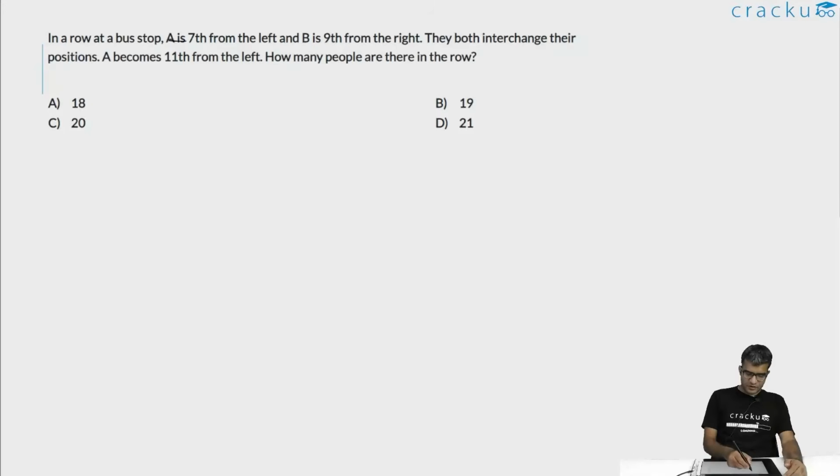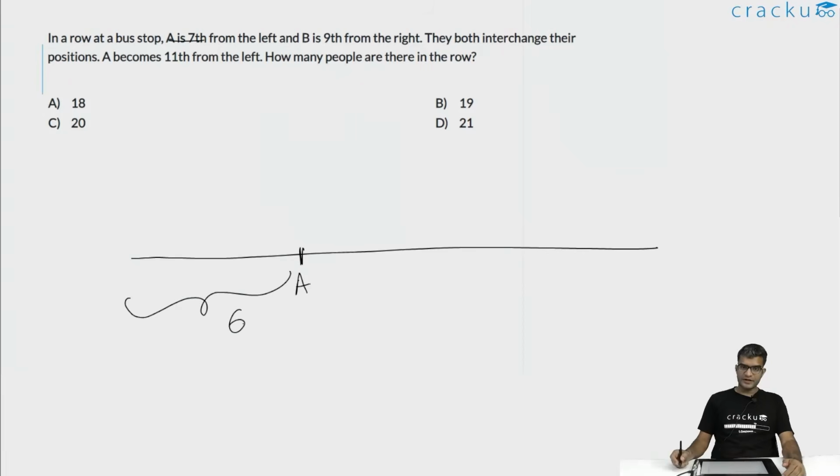In this question, we are told that there is a row at a bus stop and A is 7th from left. So there are 6 people to the left of A, and there is B over here. B is 9th from right, so there are 8 people to the right of B.